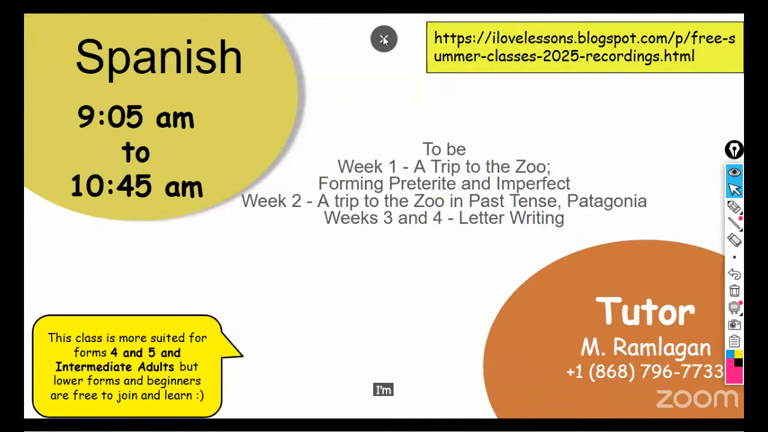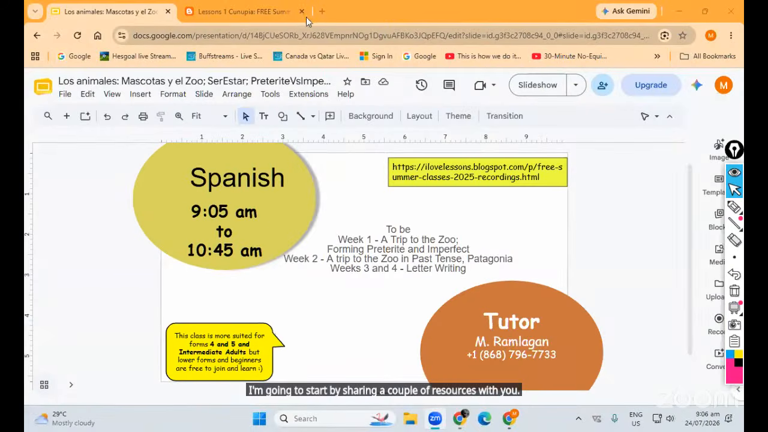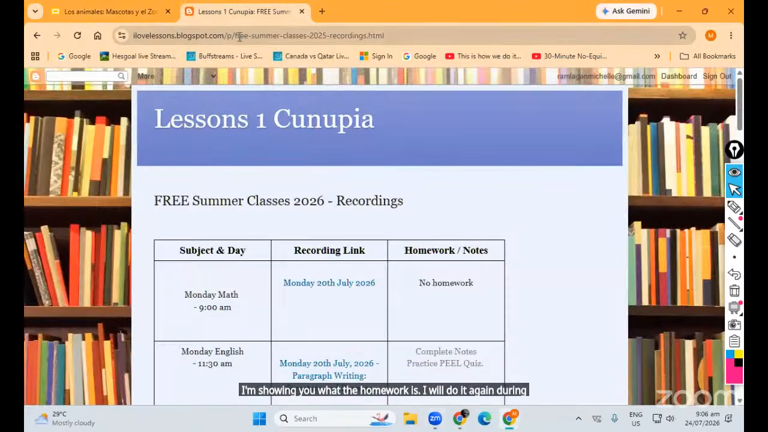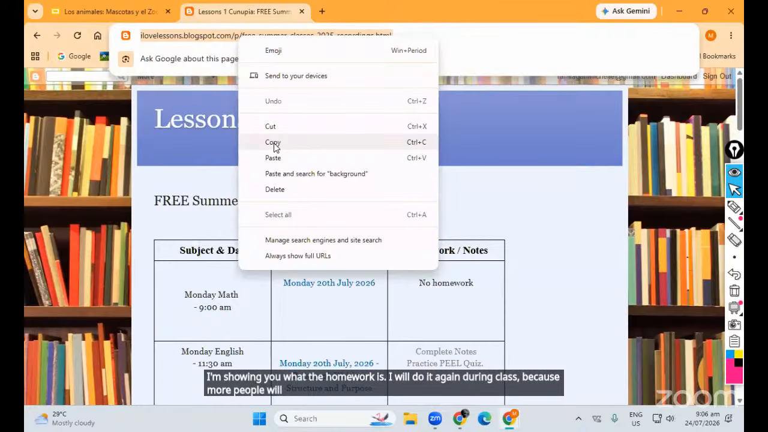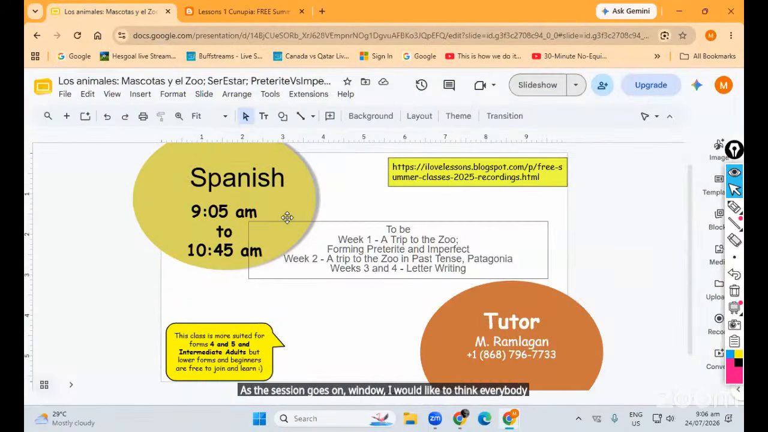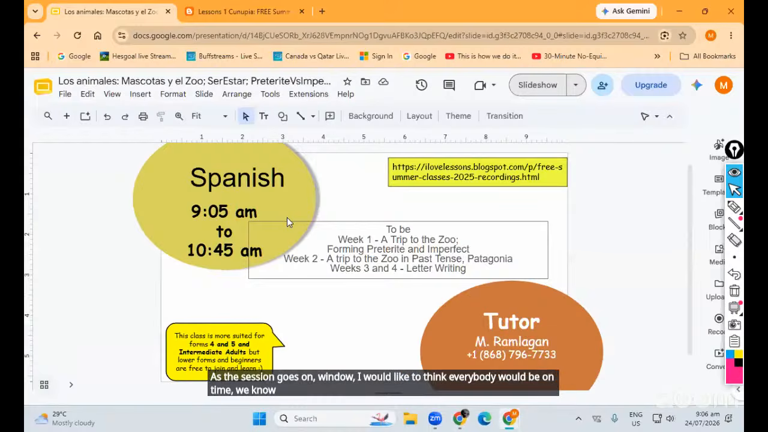I'm going to start by sharing a couple of resources with you, right? And showing you what the homework is. I will do it again during class because more people will join as the session goes on, even though I would like to think everybody would be on time. We know in a realistic world that doesn't always happen, right?